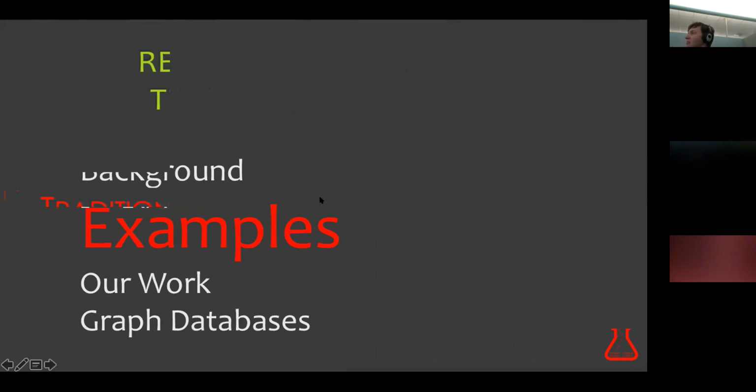And we're going to talk about a couple of traditional examples and then dive into some of the work that we've done in graphs.